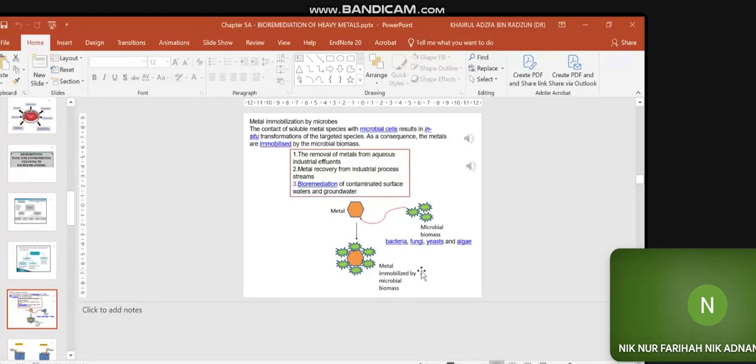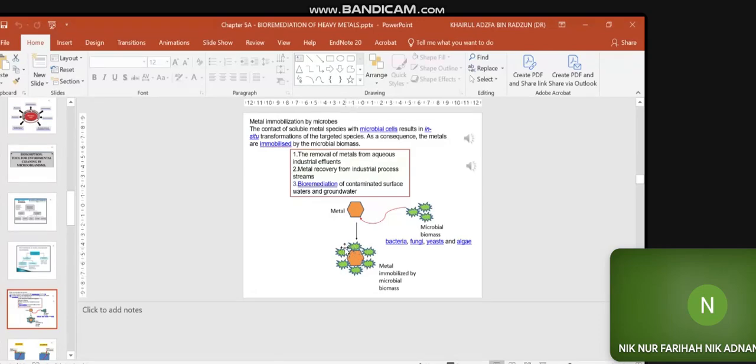Okay, this one is just to give you the overview, in the form of a schematic diagram, of how metal can be immobilized by the microbial biomass. If you just regard this structure, the orange hexagon is the metal, and this green spiky shape here is actually the microbial biomass. This is the structure of how the metal is being immobilized by the microbial biomass.